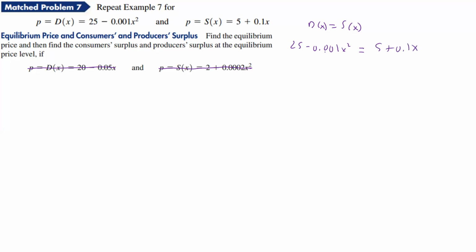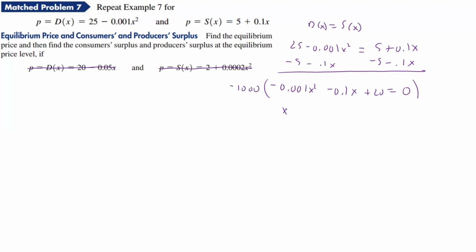Now, it doesn't matter which way we go. We could subtract 5 and subtract 0.1x from both sides. If we write the powers in decreasing order, that's minus 0.001x squared minus 0.1x, and 25 minus 5 is going to be plus 20 equals 0. Now I'm going to make it so I can factor this. I could plug it in my calculator and it could give me the factors, but let's factor it by making this coefficient 1. If I multiply by negative 1,000, that gives me x squared plus 100x minus 20,000 equals 0.